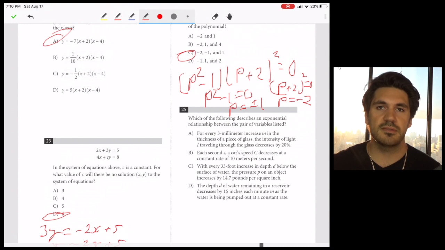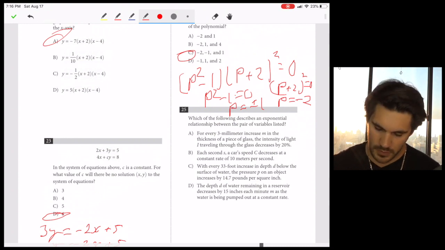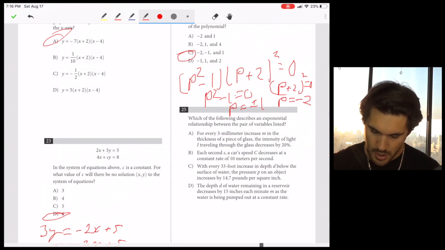So usually this means there's a percent involved. So A might work. Let's keep A. B, the car speed decreases at a constant rate of 10 meters per second.